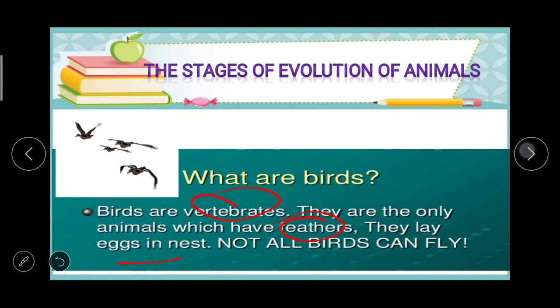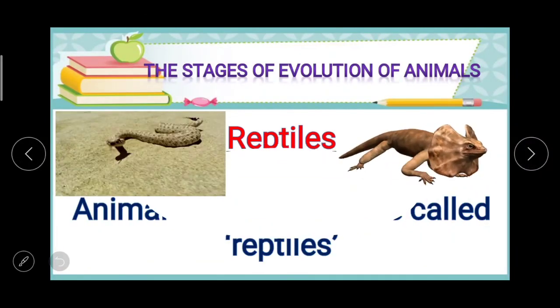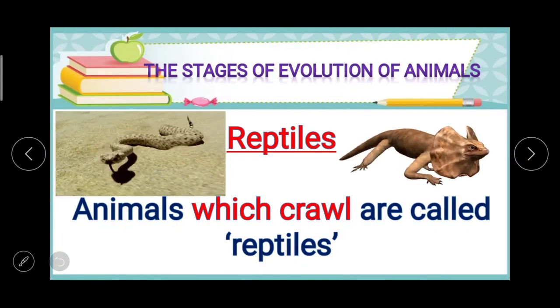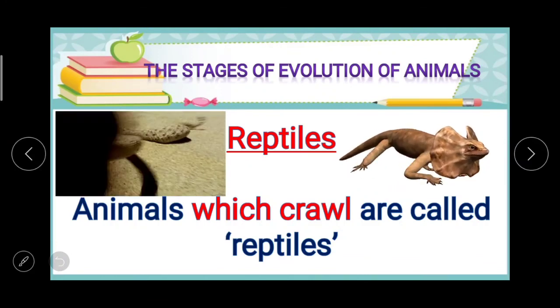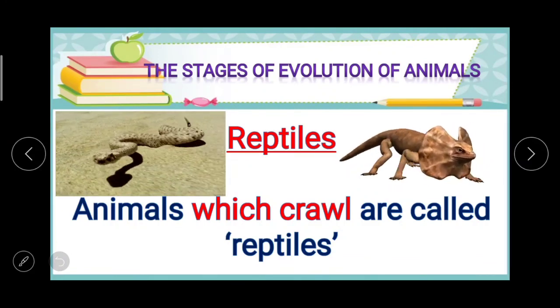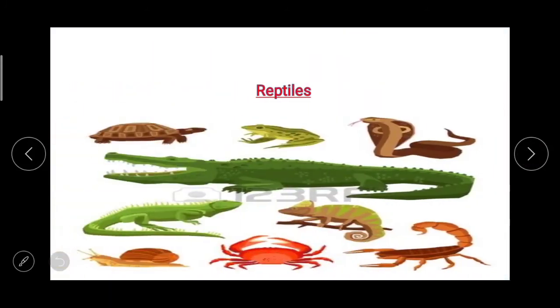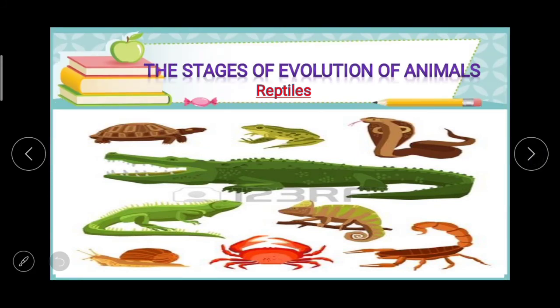Then the next one, or the next stage in this, reptiles. Animals which crawl are called reptiles. For example, a snake. And here, examples of reptiles.